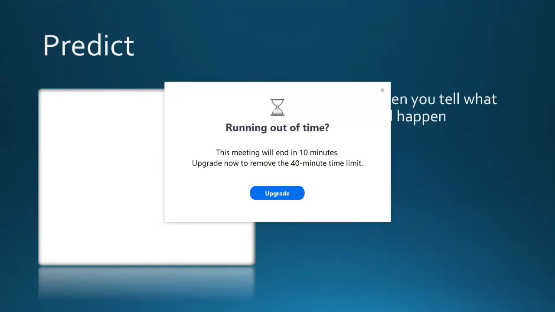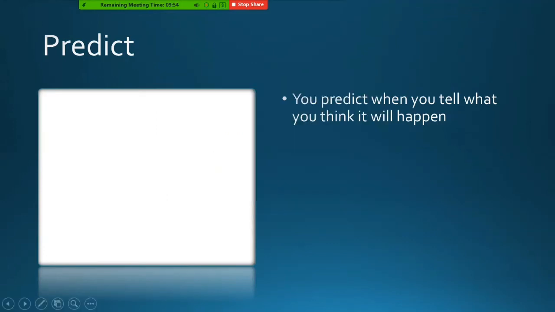You predict when you tell what you think will happen. Thinking about what will happen after you observe. First, you should observe, then predict. Predict means when you tell what you think will happen in the future. We are sure that everything that happens in the future is from Allah, right? But you can predict, you can guess what can happen in the future by thinking. Clear? So, you predict when you tell what you think will happen.